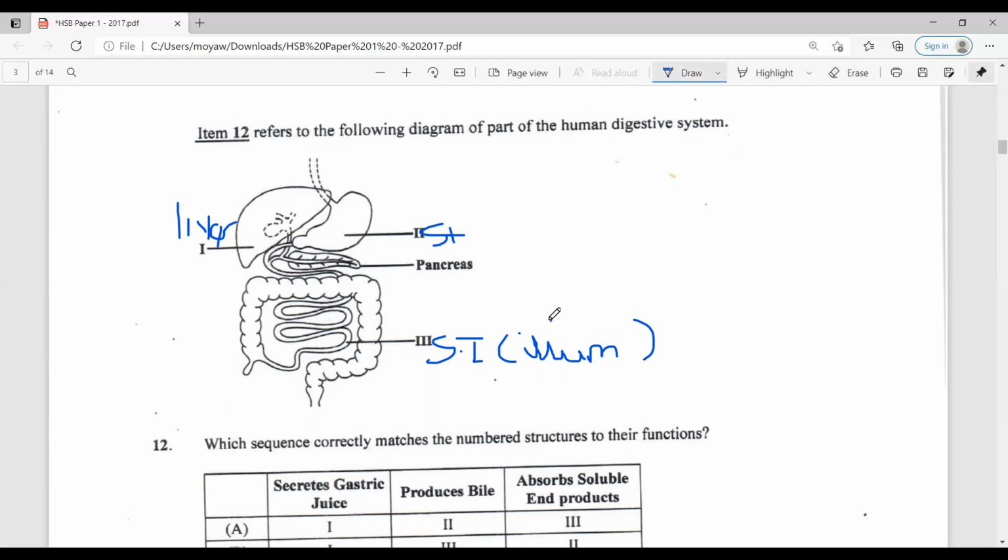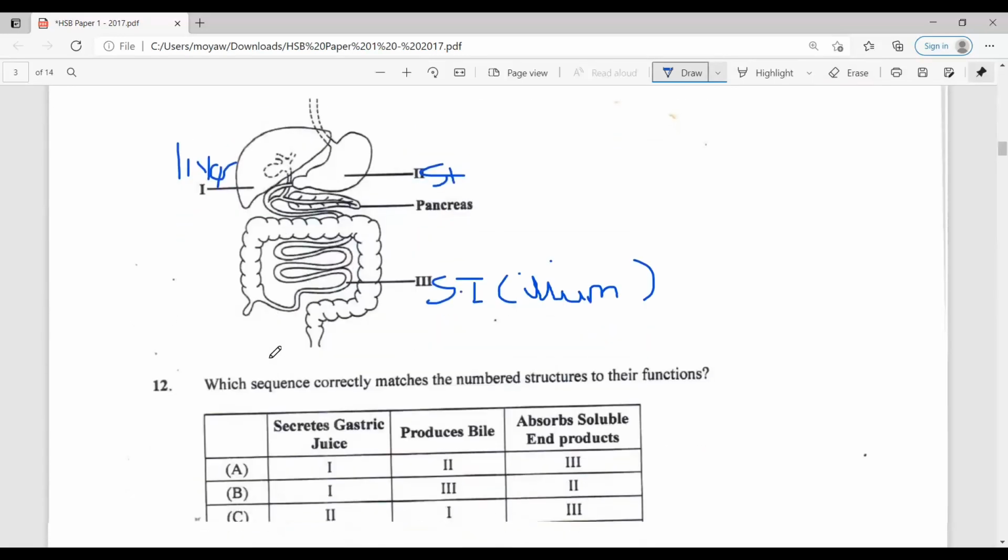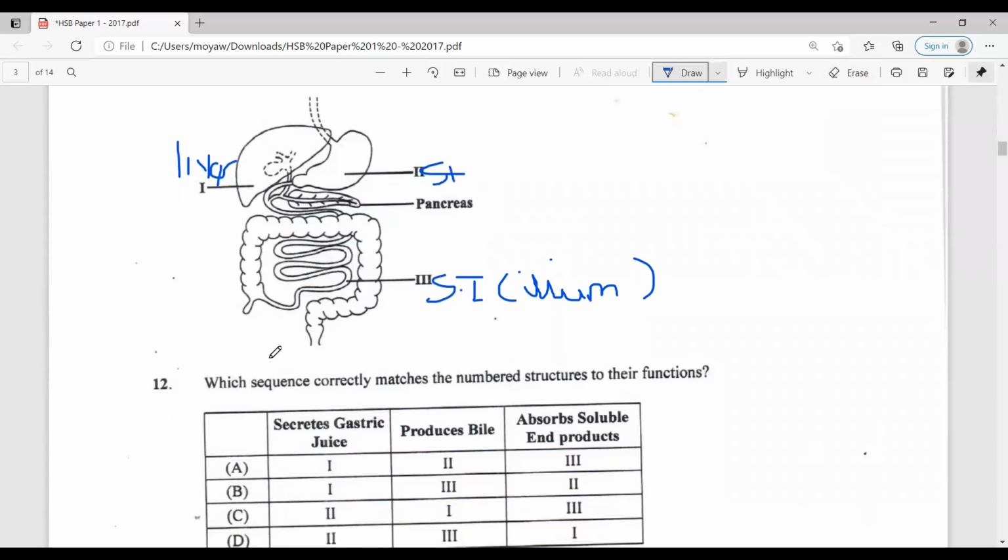Dash it back. So now we know all these structures. We know that 1 is the liver. We know that 2 is the stomach. 3 is the small intestine, more specifically, the ileum. So now we have to know what is produced in the liver, in the stomach, in the ileum.